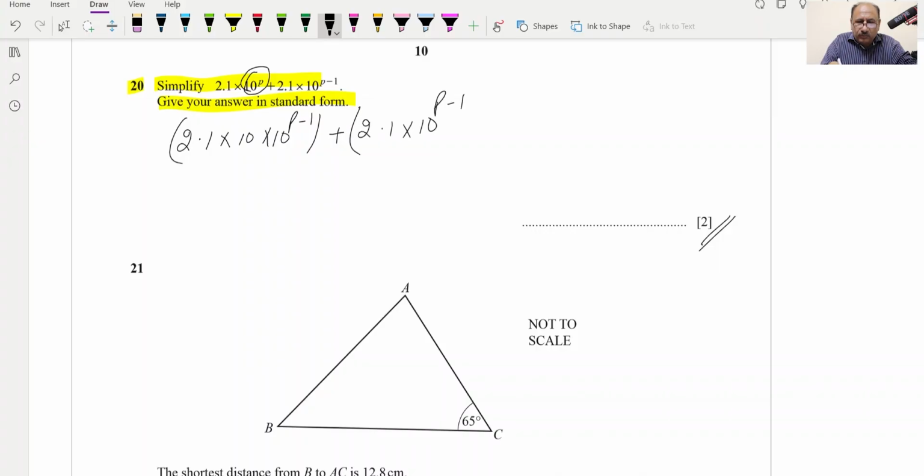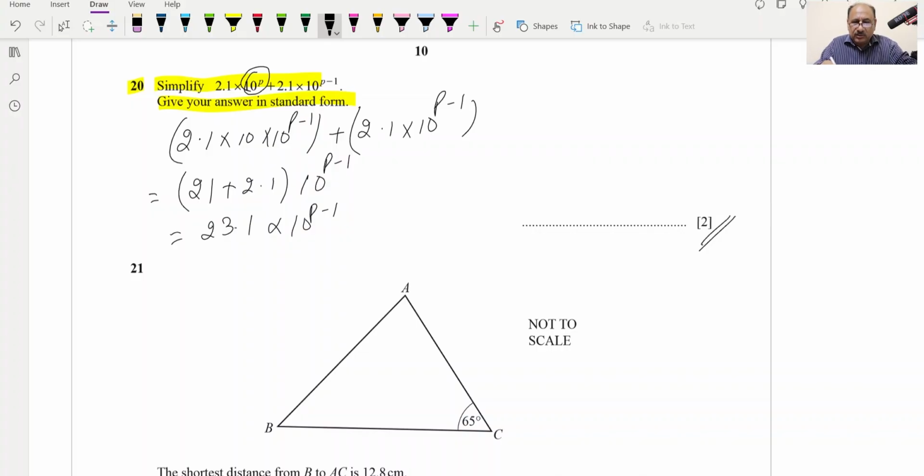minus 1. So from these 2 portions we can take common, and if we multiply these two things, this will be 21, and the rest we have taken common, which is 10 raised to the power p minus 1. So plus 2.1 inside the brackets and 10 raised to p minus 1. So this will be 23.1 into 10 raised to p minus 1.